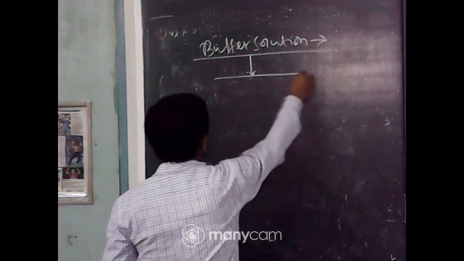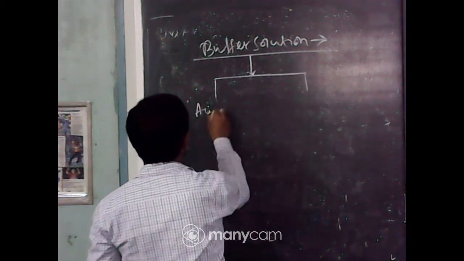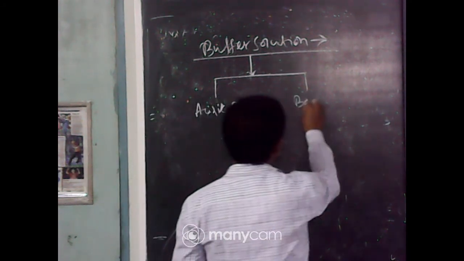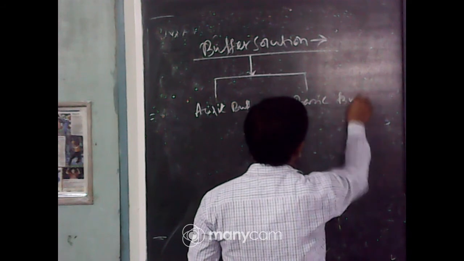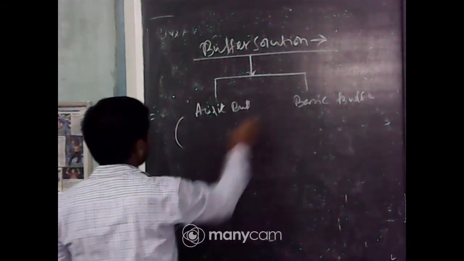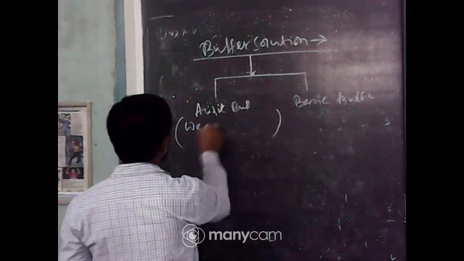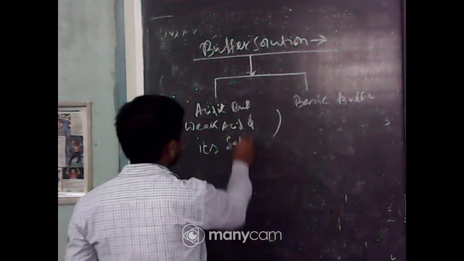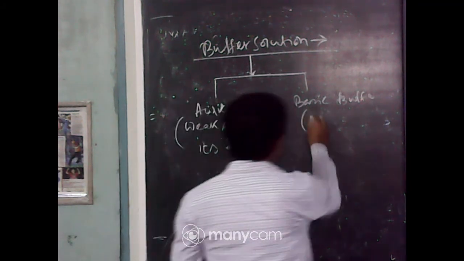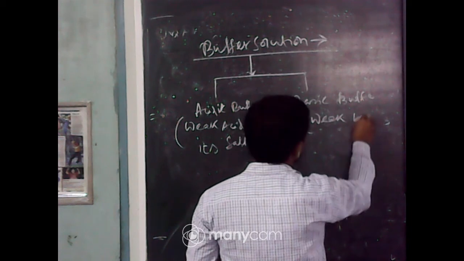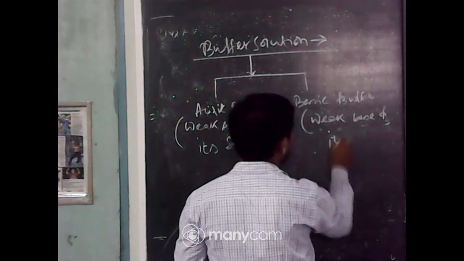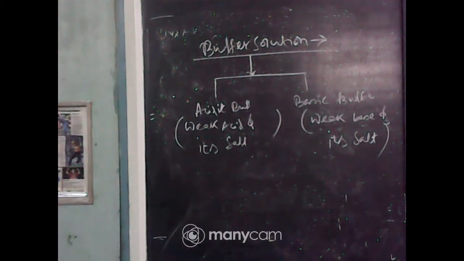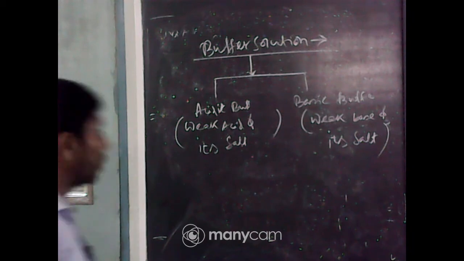Now, buffer solution may be of two types. One is acidic buffer and the other is basic buffer. An acidic buffer is a weak acid and its salt, and a basic buffer is a weak base and its salt.